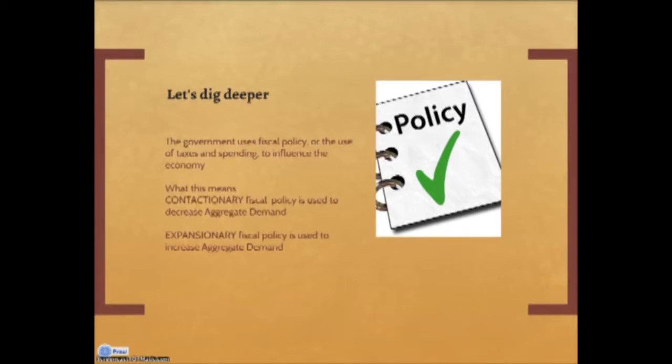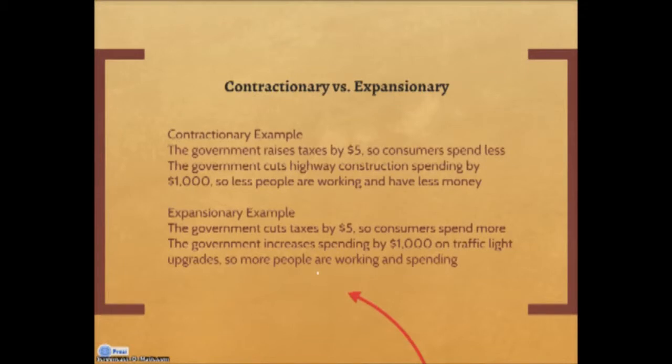Right, so with fiscal policy there is contractionary and there is also expansionary. Contractionary fiscal policy is used to decrease aggregate demand, and otherwise expansionary fiscal policy is used to increase aggregate demand. Now this is the use of the government using taxes and spending, okay? So, just to understand this a little bit better, we're going to look at a few examples.